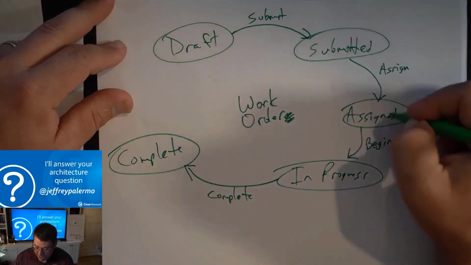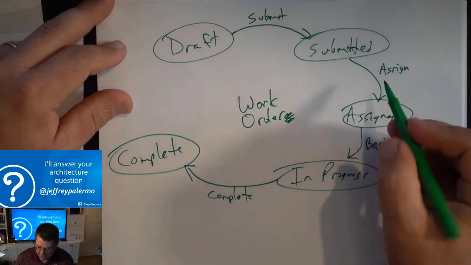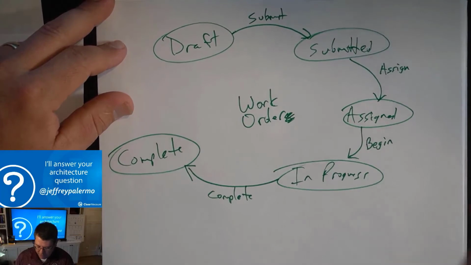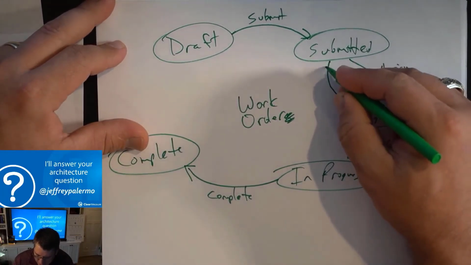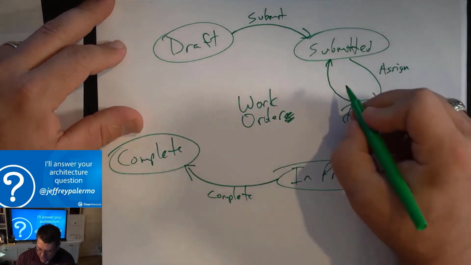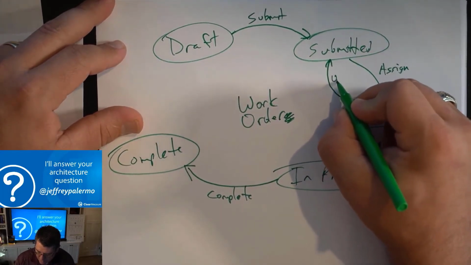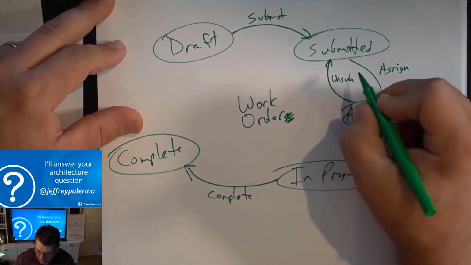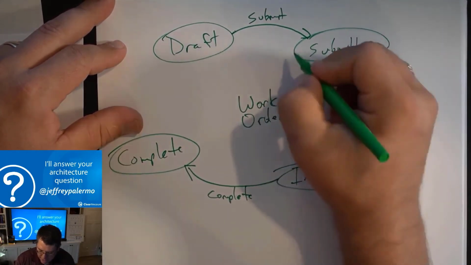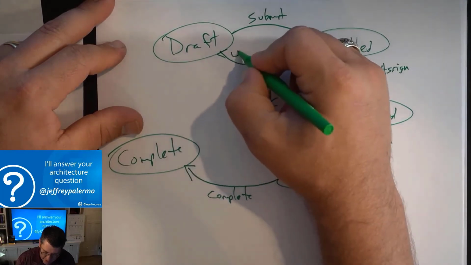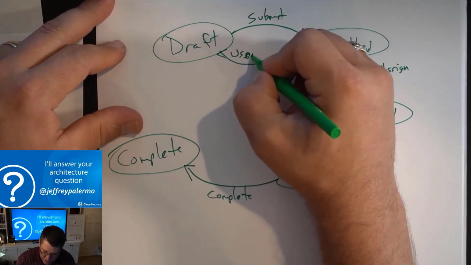Now, let's say I've assigned it, but now I say, no, I want to bring it back. I want to bring it back to this status. Now we can go backwards and we can say, maybe not unsubmit, but unassign. And if I go backwards, I can unsubmit, submit.